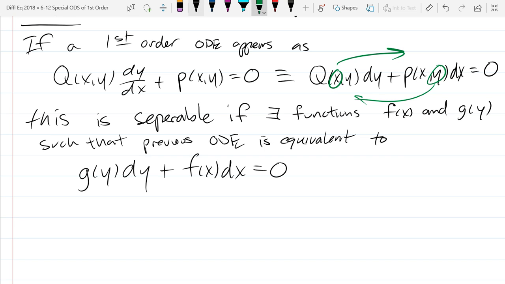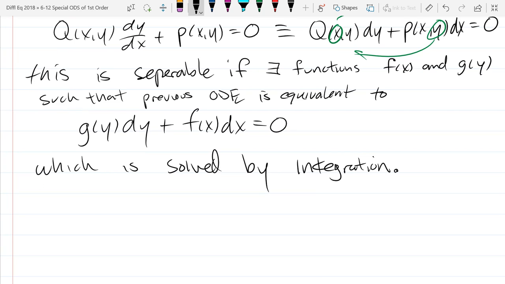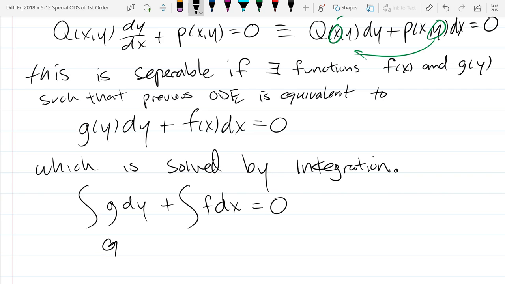How would we solve what is written down? How do we get rid of dx and dy? Integrate. So we're going to solve by integrating. So you've got the integral of g dy plus the integral of f dx equals 0. So we're going to get some capital G, which will be a function of y, plus some capital F of x, and your constant, you can write wherever you want. I'll write it on the right side. So this will be our solution right here. You've got a function of y plus a function of x equals the constant. If you can solve all the way for y, you can write y as a function of x.